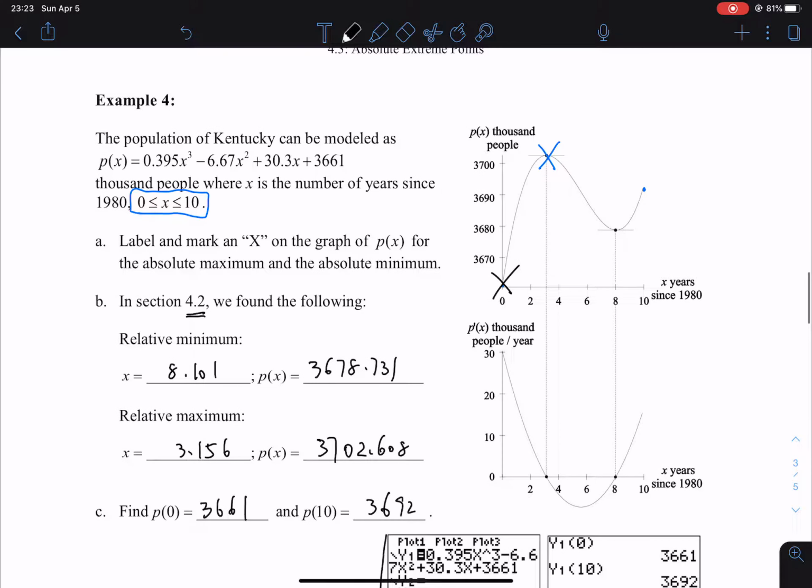And from the function graph, this is the function graph, and this is the slope graph or the derivative graph. You can see this is the relative maximum, this is the relative minimum. For the relative maximum, the corresponding derivative is 0, and for the relative minimum, the corresponding derivative is also 0.